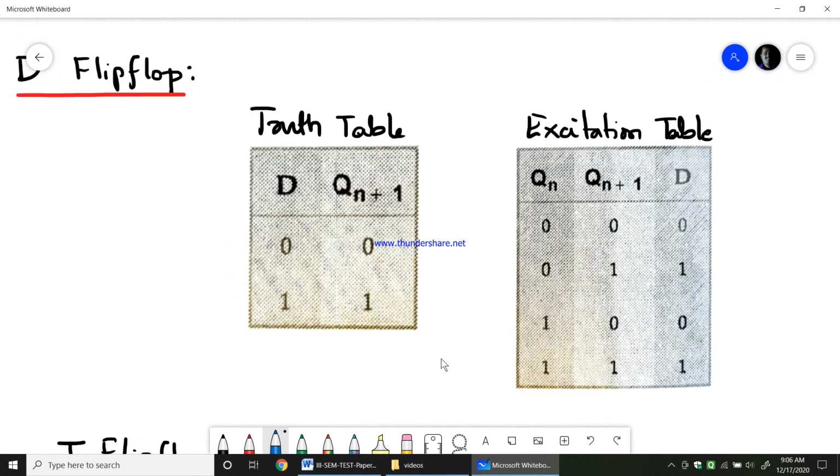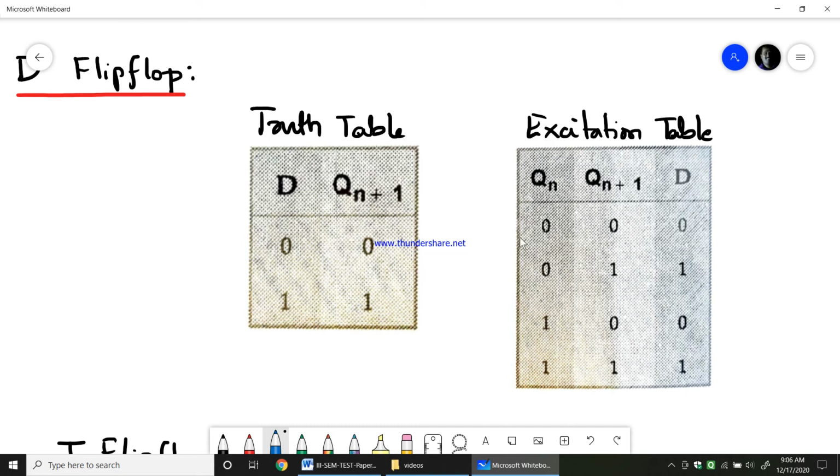Now let us look into the excitation table of D flip-flop, how it is been formed. Now we know the truth table of the D flip-flop. The truth table of the D flip-flop is when D equals 0, the next state is 0. When D is 1, the next state is 1. So these are the only two conditions that we see in the D flip-flop. Therefore, keeping these conditions of the truth table in mind, we'll try to form the excitation table here.